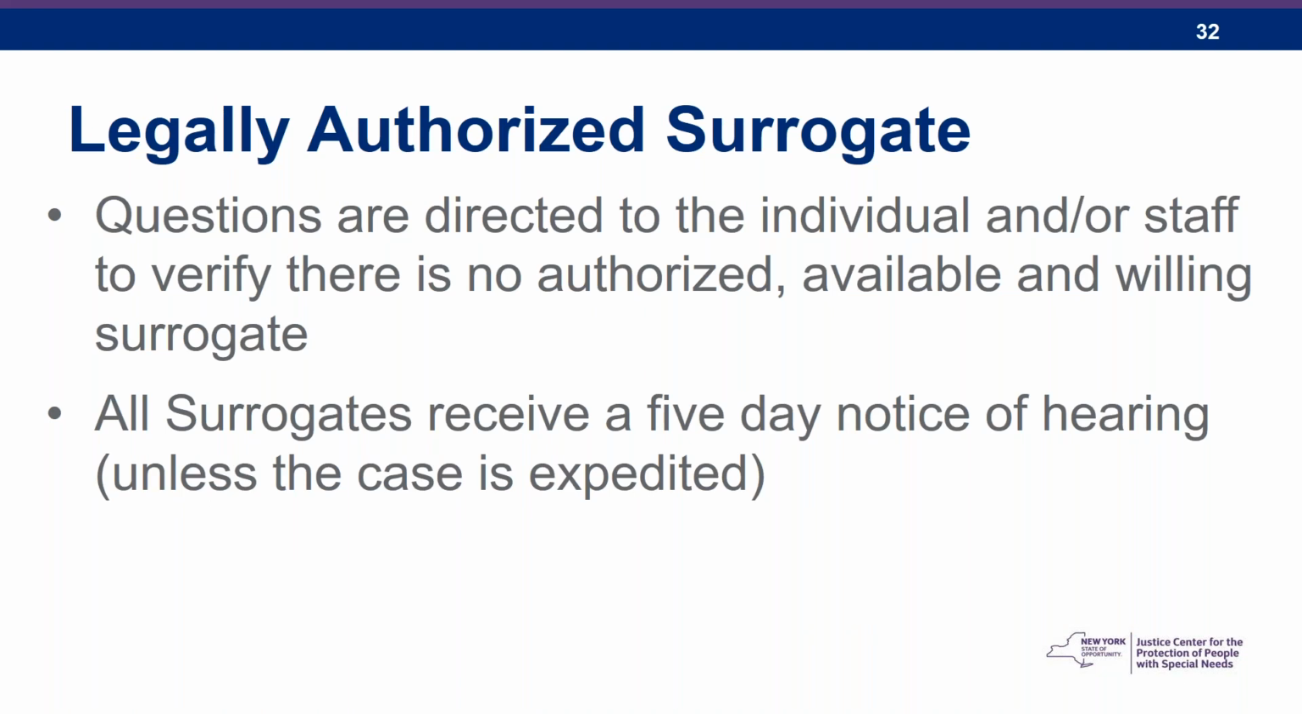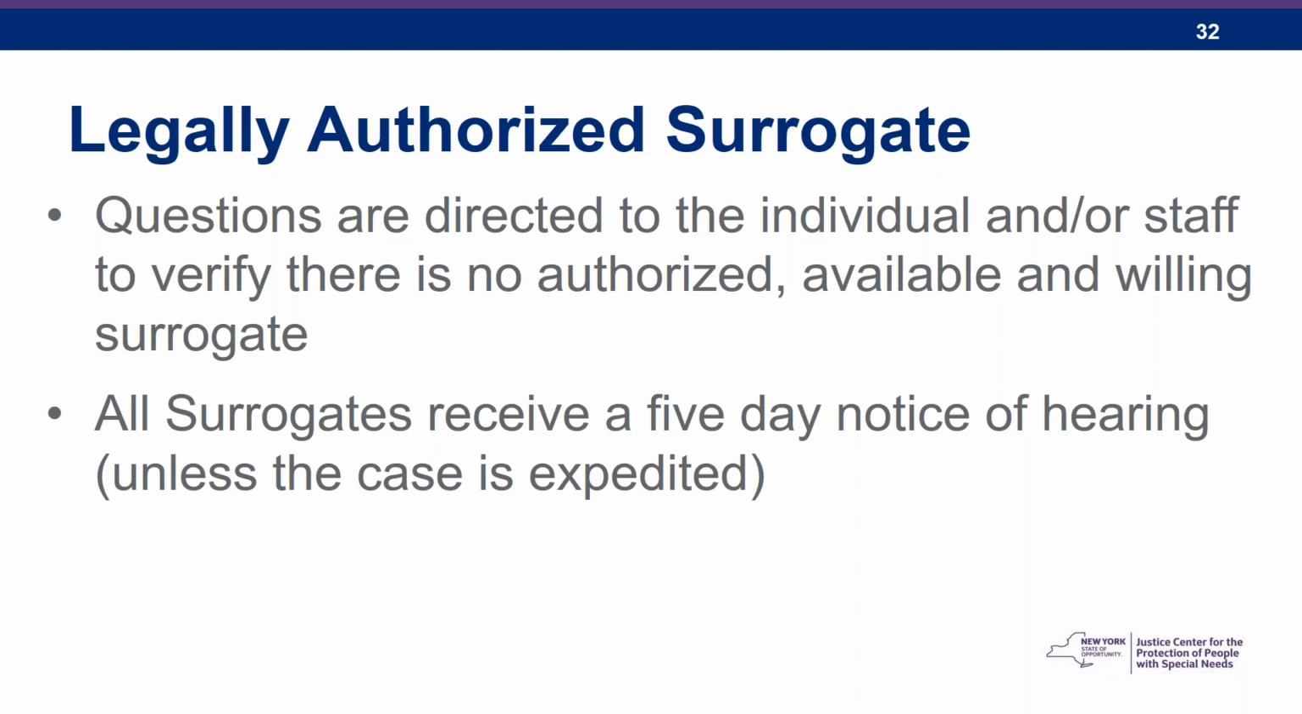So when we transition to the legally authorized surrogate, there are questions that are going to be directed to the individual or staff to verify that there is no authorized, available, and willing surrogate. So they might ask questions as to, looking at the declaration, we see that there is a correspondent or an advocate. Does this person have the ability to make the decision? And they'll just obtain that for the record. A lot of times they're asking very simple questions, but it's really to establish on the record that they've done their due diligence to rule out that there is any authorized, available, and willing surrogate.